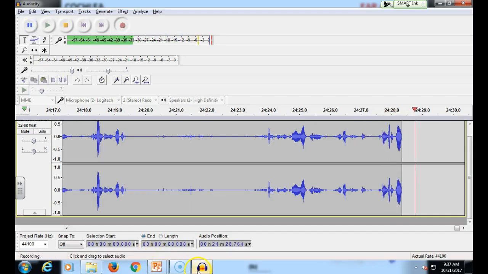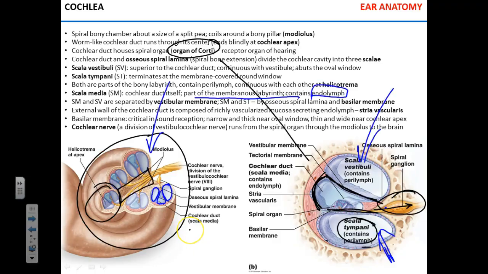Okay, let's keep going. And we got the anatomy, okay? We have three scalae. Scala vestibuli and scala tympani are continuous with each other at the helicotrema, filled with perilymph. Scala media is in between them, filled with endolymph, and that's where the organ of Corti is.